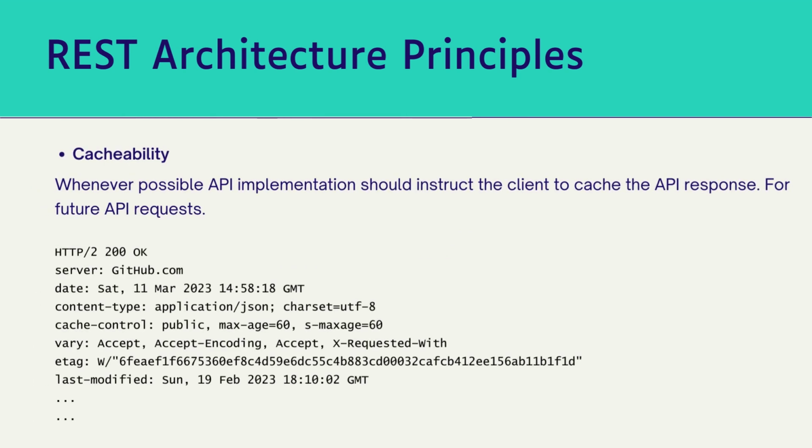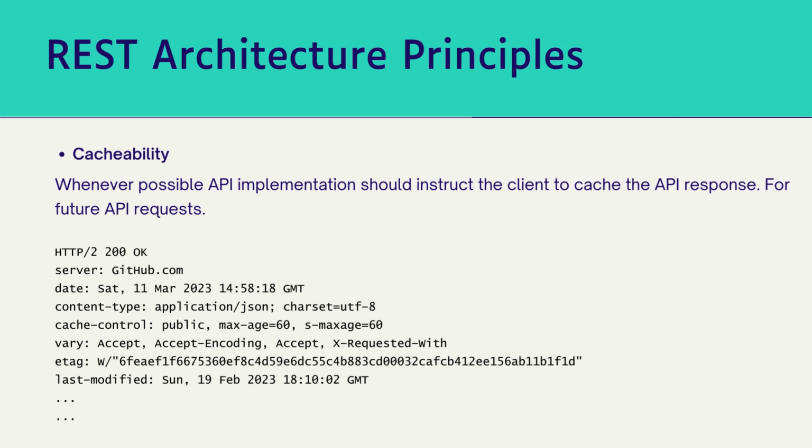Whenever possible, API implementation should instruct the client to cache the API response for future API requests. The client can use the cached data instead of invoking the API service again. Response must be explicitly marked as cacheable or non-cacheable. HTTP response headers indicate whether a response can be cached with the Cache-Control HTTP header, ETag, and Last-Modified headers.